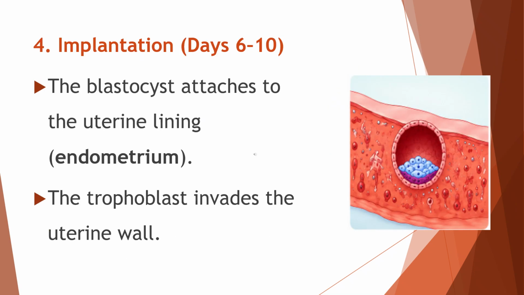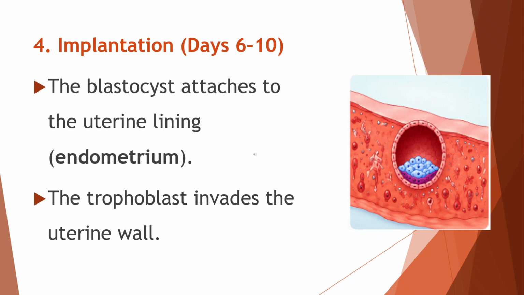Now, let us discuss the fourth stage of placental development, called implantation. This stage occurs between day 6 and day 10 after fertilization. During the stage, the blastocyst reaches the uterus and attaches to the uterine lining, also called the endometrium. Next, the trophoblast, which is the outer layer of the blastocyst, invades the uterine wall. This helps the blastocyst become firmly attached and receive nutrients from the mother.